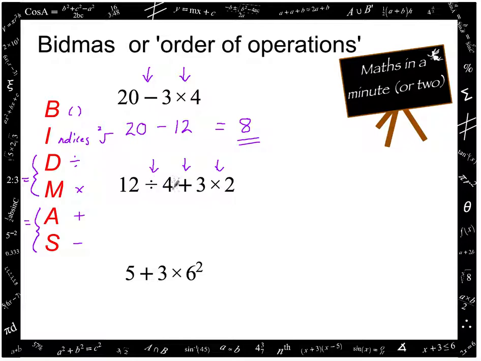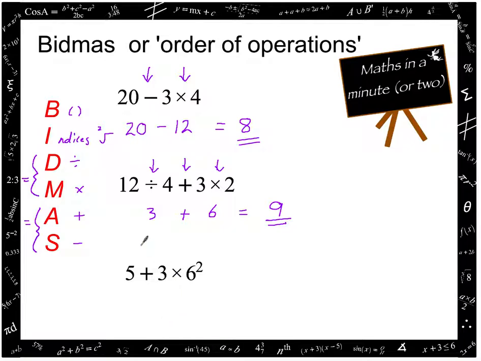So 12 divided by 4 will give us 3. We're now going to skip over to the multiplication. 3 times 2 will give us 6, and then finally we can do the add from left to right. So 3 add 6 is 9. Let's take a look at the last one.